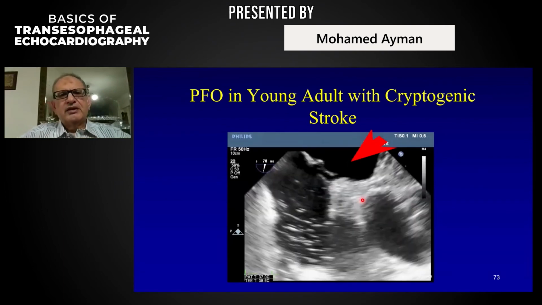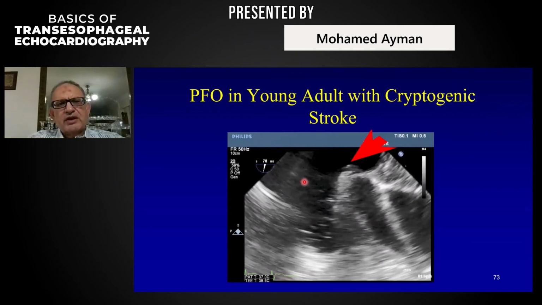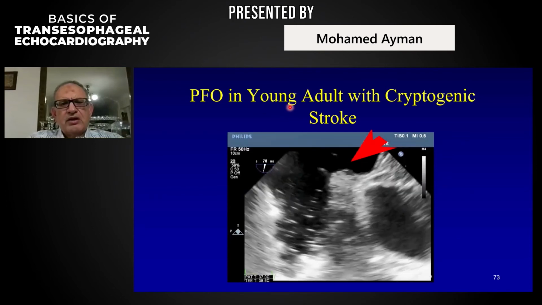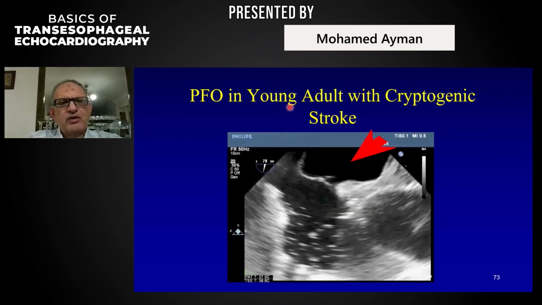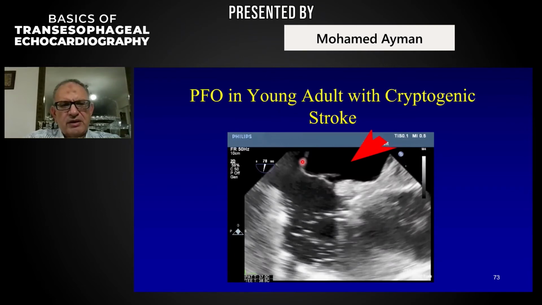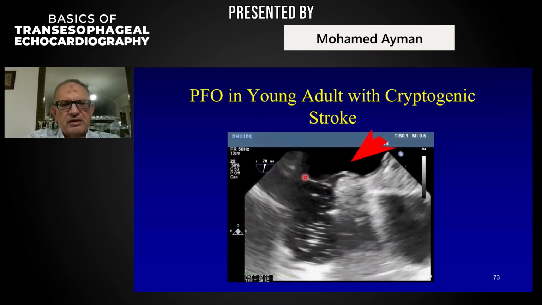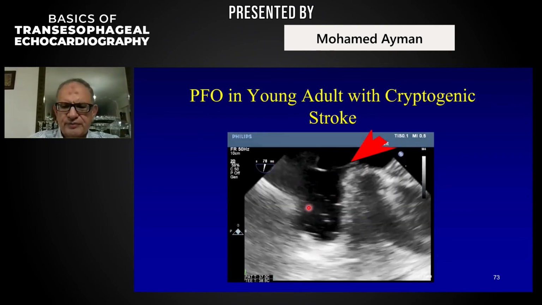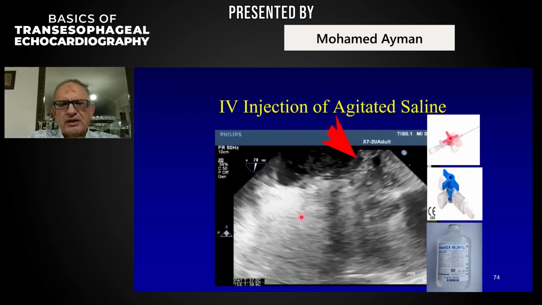Then there are other patients who present with a stroke. Sometimes you have young adults presenting with cryptogenic stroke, and you cannot see anything in the aortic arch, no thrombi. So you have to check for the presence of a patent foramen ovale. This is the interatrial septum. It seems that this PFO is patent here at this site. So we have to inject saline as a contrast.